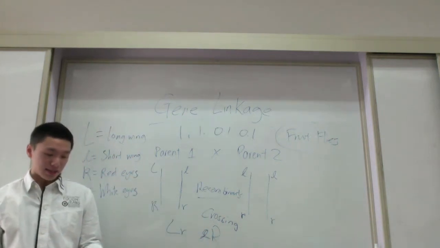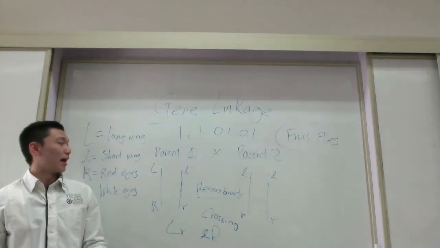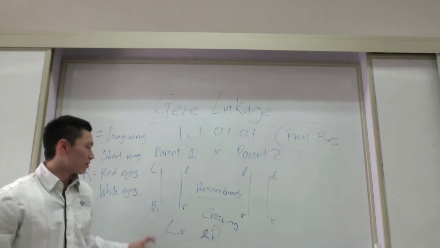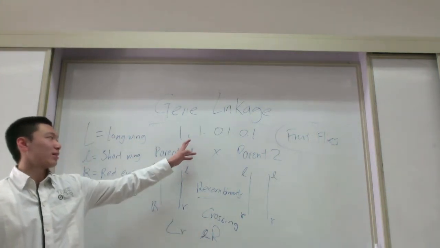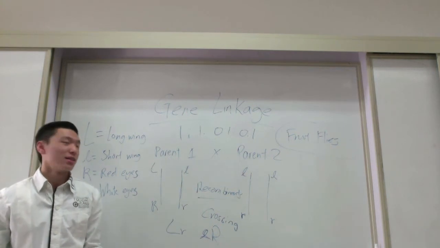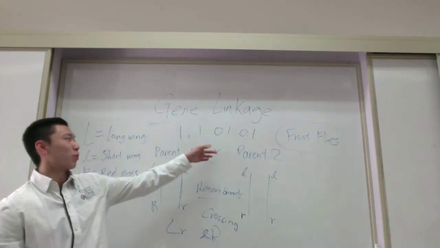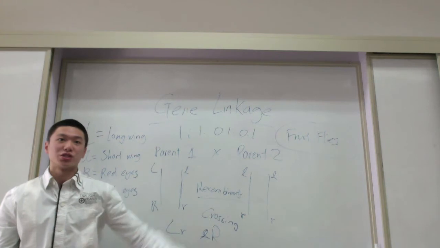And so that is the idea of gene linkage right there. And the ratio of this happening though is 1/10 of what we normally expect from this cross. So that's why it's 0.1 instead of 1 in terms of ratio.